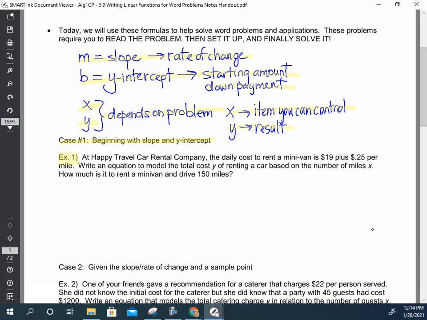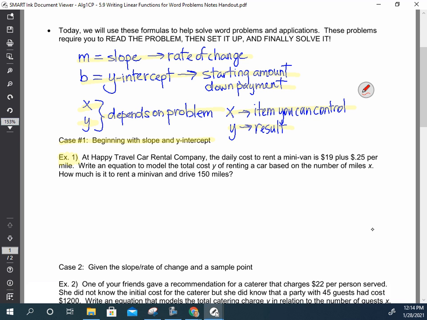At Happy Travel Car Rental Company, the daily cost to rent a minivan is $19 plus 25 cents per mile. Write an equation to model the total cost Y of renting a car based on the number of miles X. How much is it to rent a minivan and drive 150 miles?